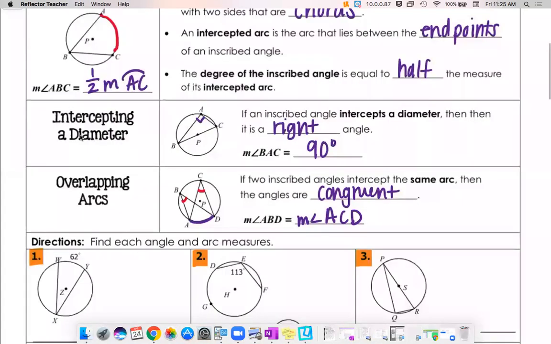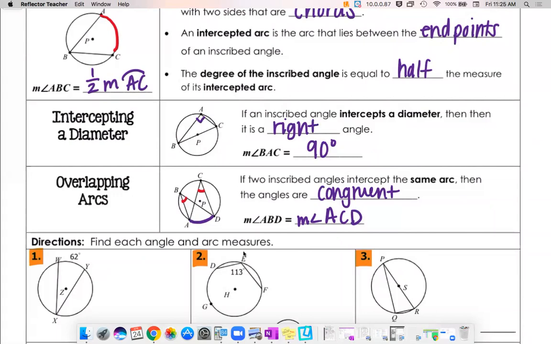If an inscribed angle intercepts a diameter, then it is a right angle. So if your inscribed angle right here has a diameter where your two chords would intersect, then it creates a right angle because this arc is 180. So then half of that would be this inscribed angle. So that makes it 90 degrees. So if your chord goes through a diameter, your intercepted arc is a right angle. So this makes BAC 90 degrees.